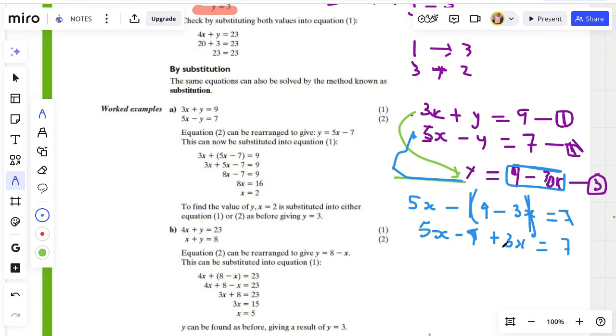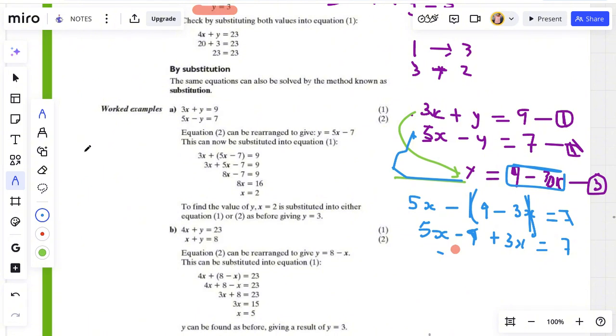Now here you collect like terms. This 5x plus 3x, you get 8x. So if you add them, you get 8x. So this is where we get the 8x from. Then with 8x, you move this minus 9 to the right. It becomes 7 plus 9. That's 16. So 8x equal to 16.